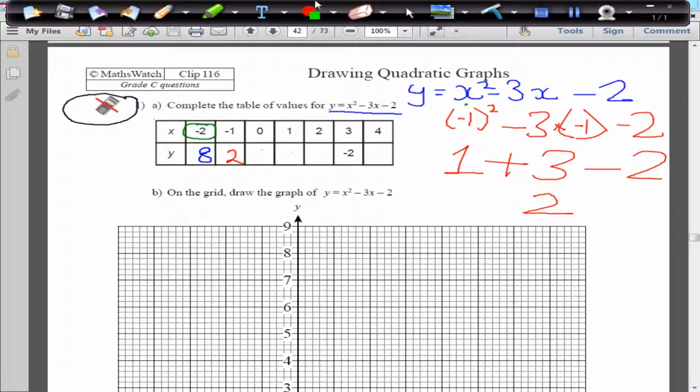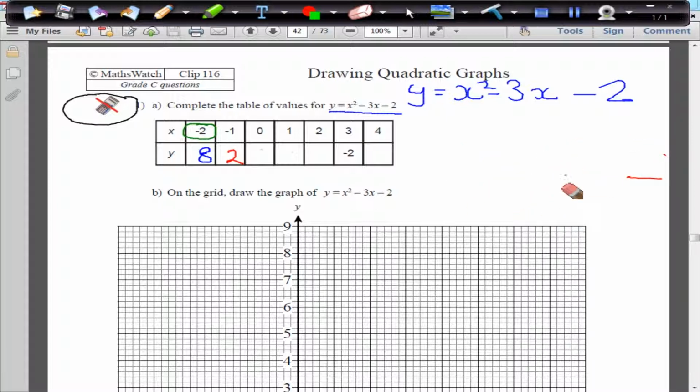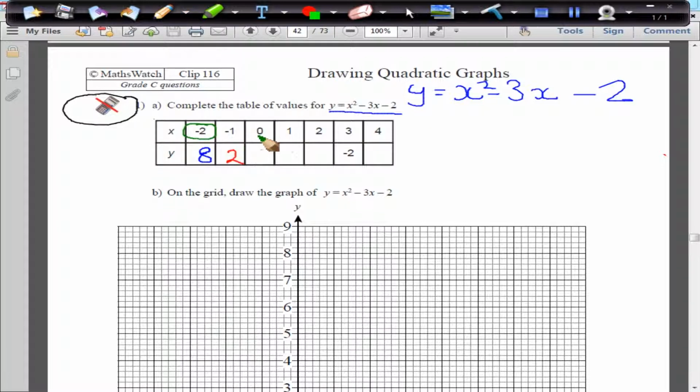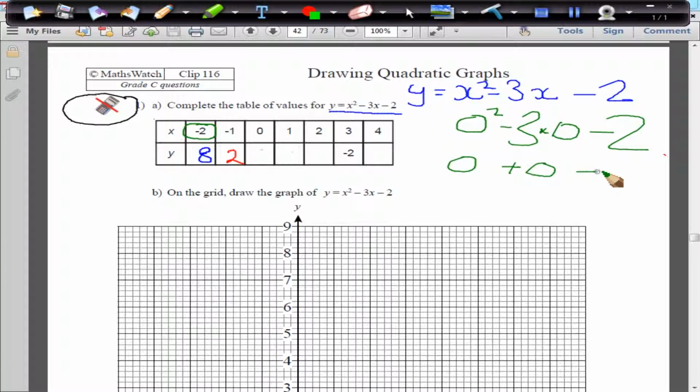Okay, here comes the next one. Let's quickly rub that one off to make space. Okay, what's the value of x now? 0. So 0 squared, take away 3 times by 0, minus 2. 0 squared is 0. Minus 3 times by nothing is nothing. And then minus 2. So nothing add nothing minus 2 is minus 2.